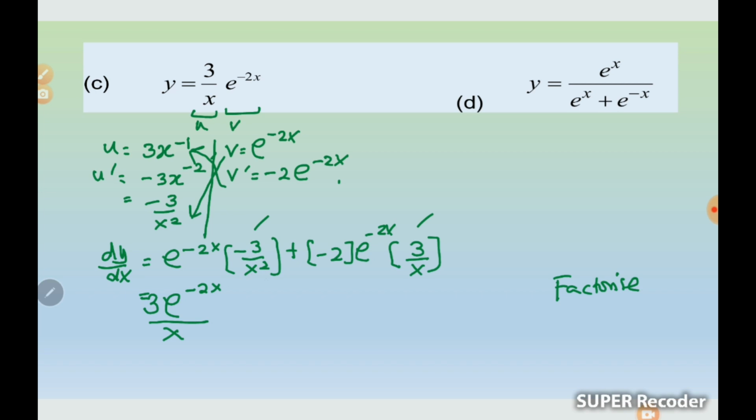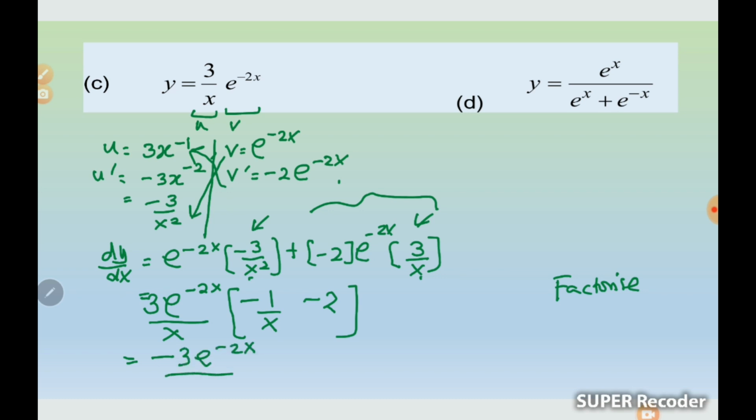So we have 3 for both expressions here, and we have e to the power of negative 2x, and we have x here. So what is the remaining inside the bracket? For the first term we only have negative 1 over x. And for this one, what is the remaining term? We only have negative 2. So, final answer: because both terms are negative, we can also factor out the negative. So we have negative 3 e to the power of negative 2x over x, multiplied with 1 over x plus 2. So this is the simplest form.